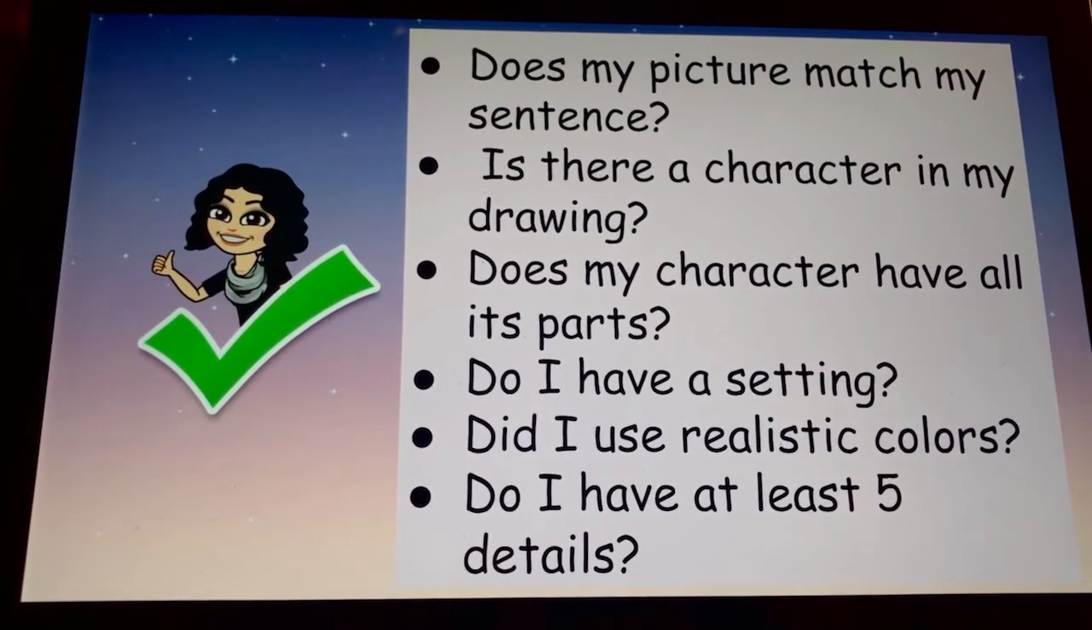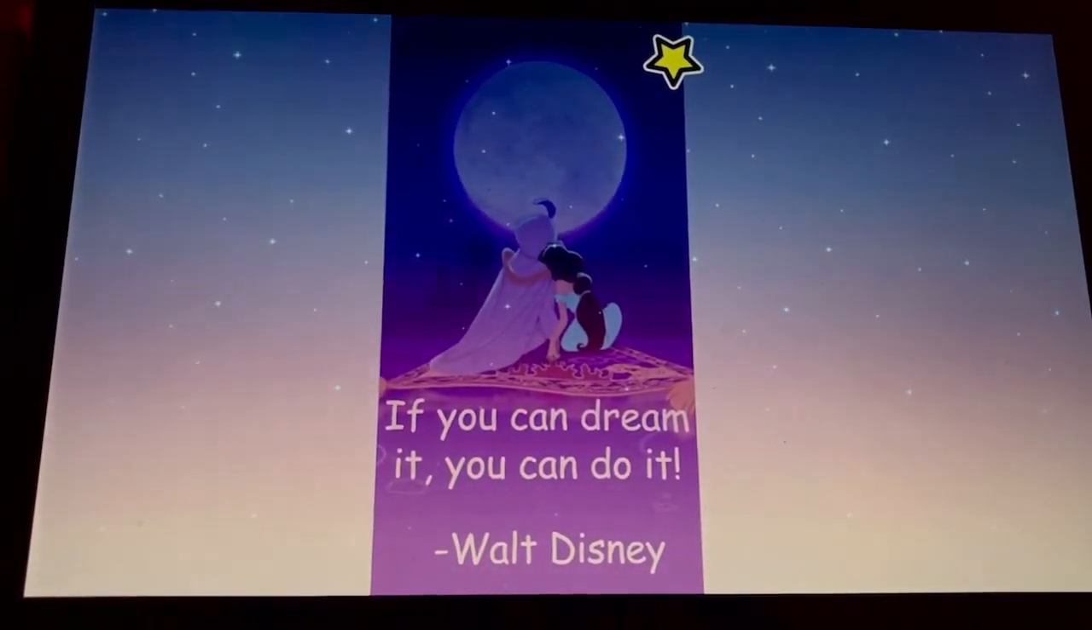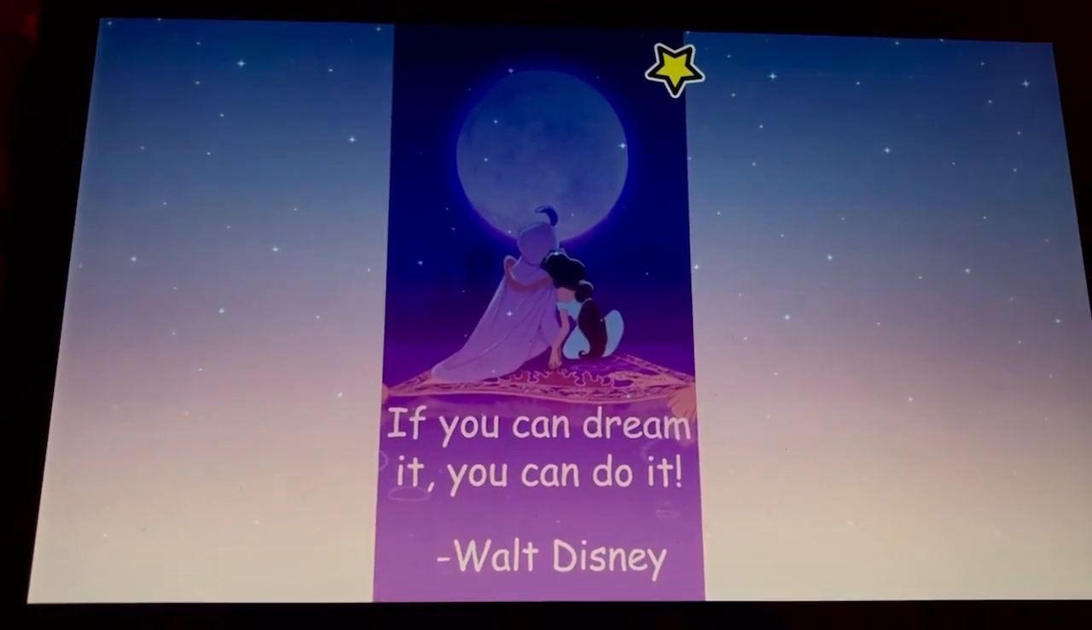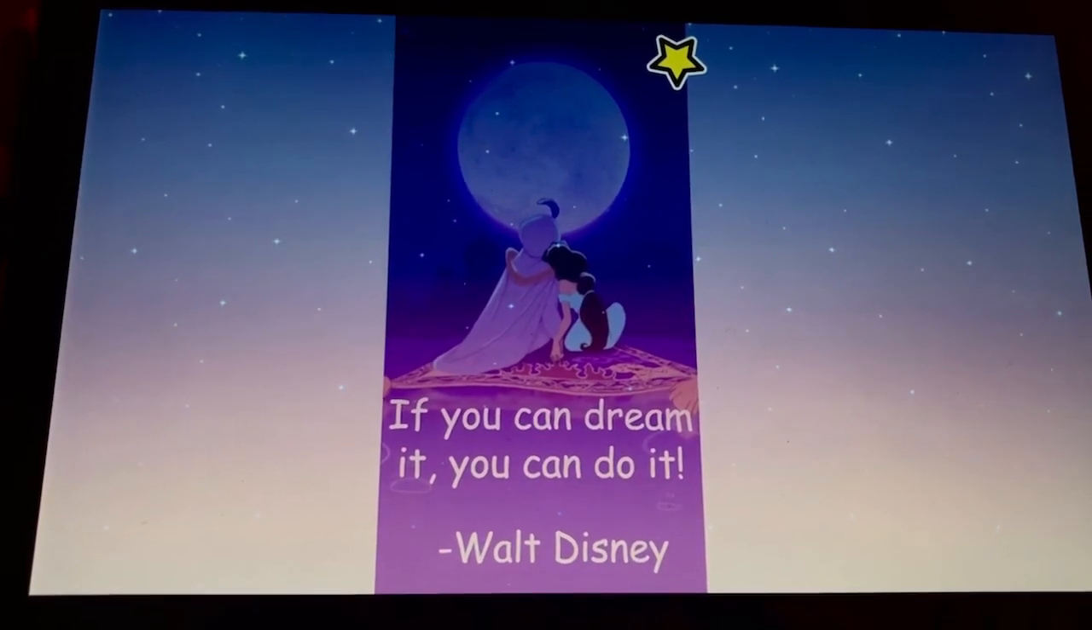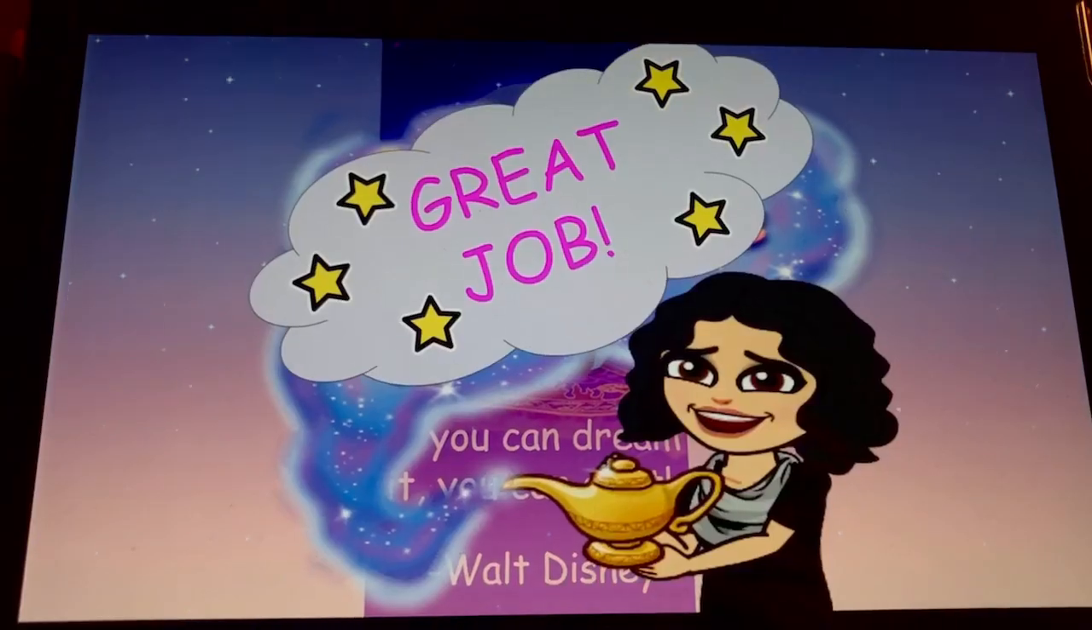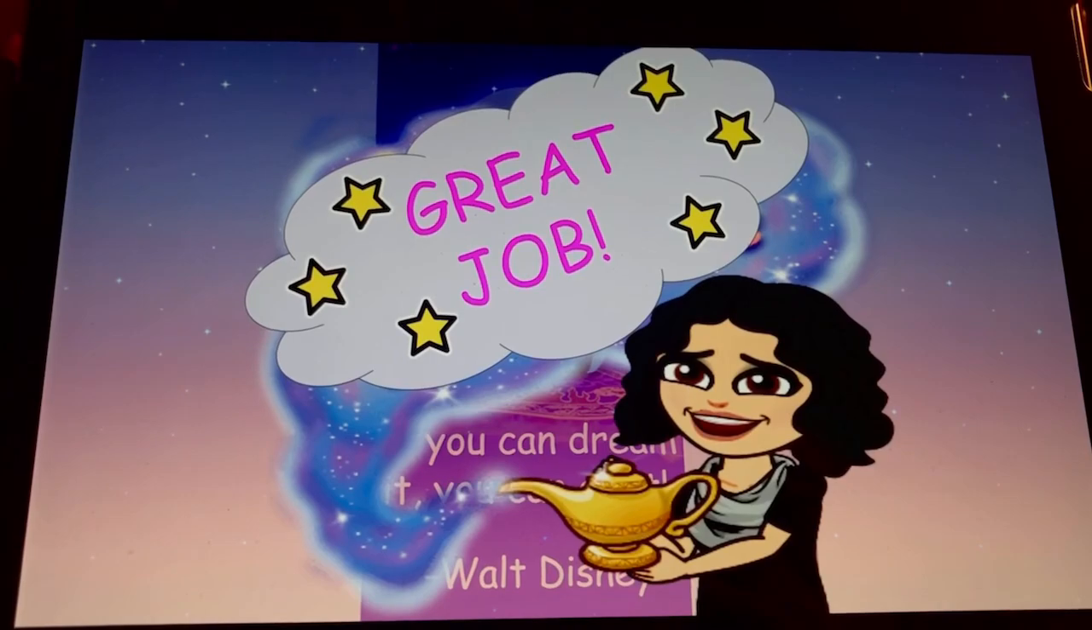Fantastic, boys and girls. Now, I'm going to leave you with a quote from Walt Disney. If you can dream it, you can do it, boys and girls. Great job for today's writing prompt, boys and girls.